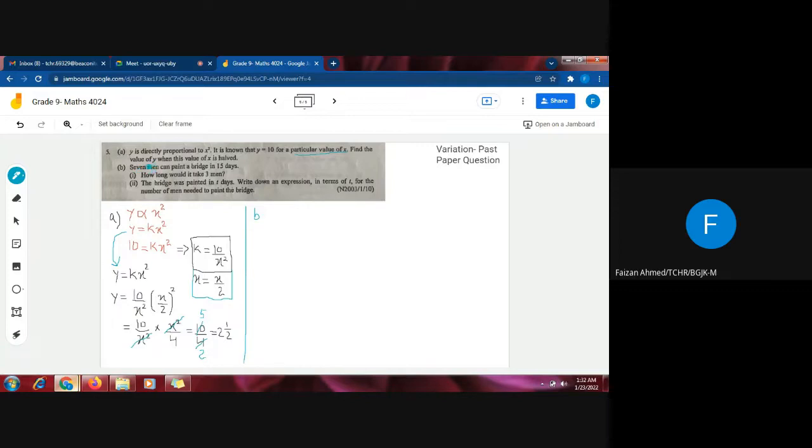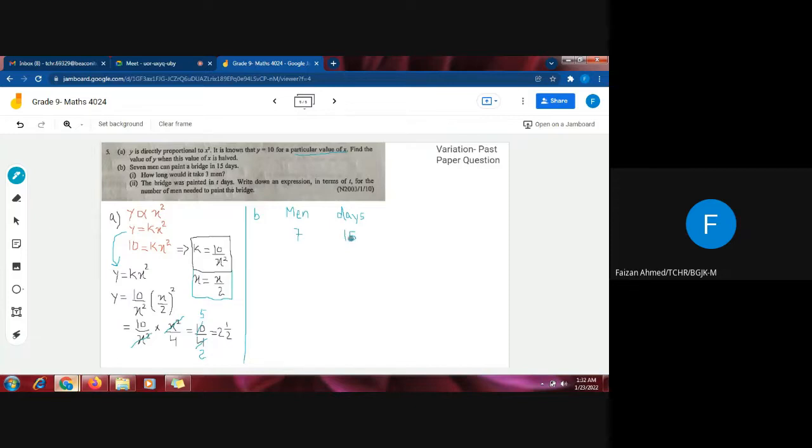The first quantity is men. 7 men can paint a bridge in 15 days. So the first heading will be men and the other heading will be days. I will write men and days and now insert the data. 7 men means I will write 7 in the column of men, and 7 men are taking 15 days to paint a bridge.